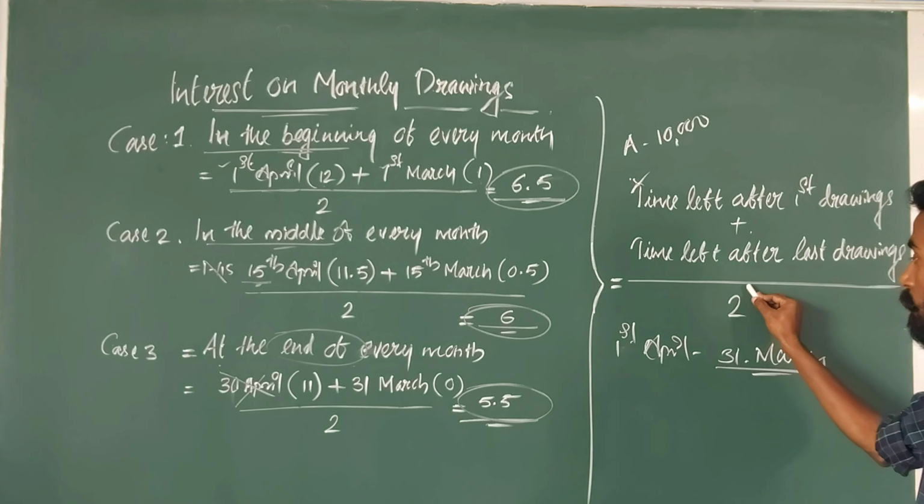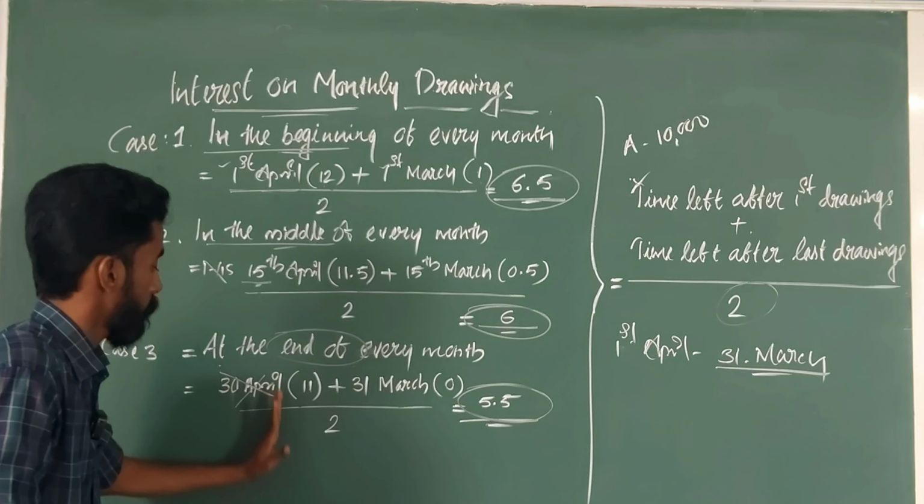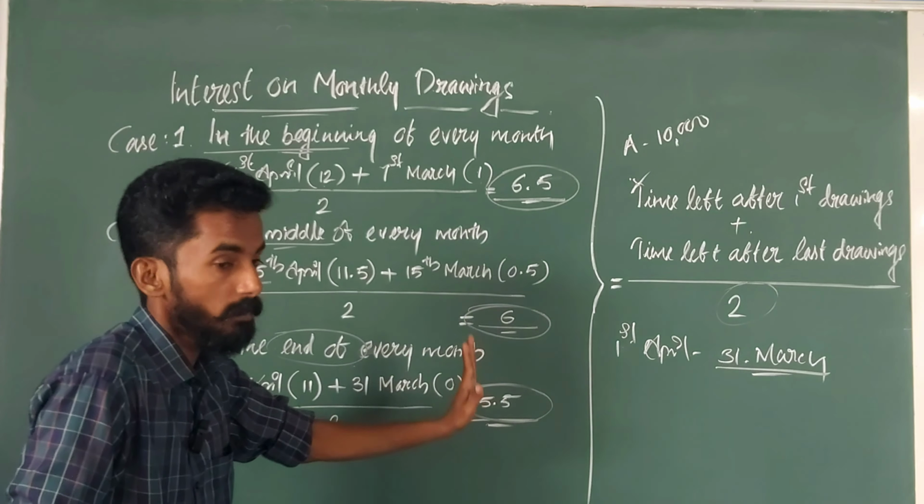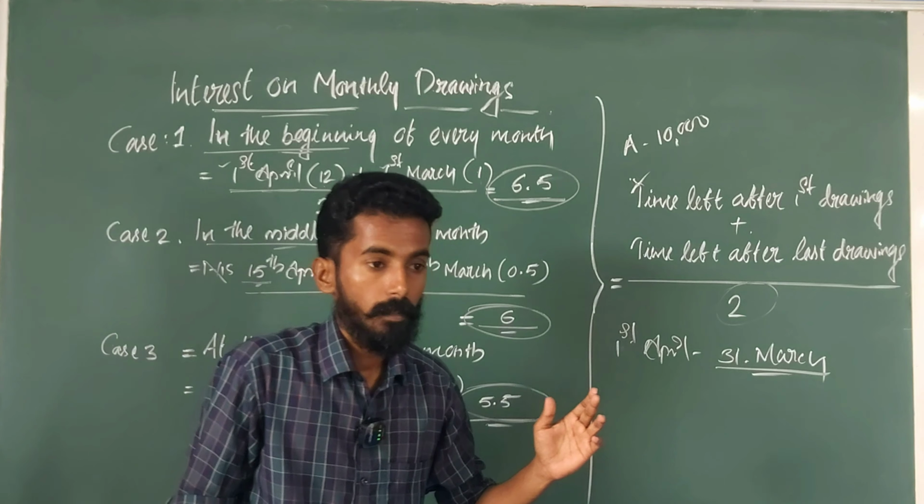When was his first? In the month of April. When was his last? In the month of March. Just count it. After this particular point, how many months are remaining? Done?